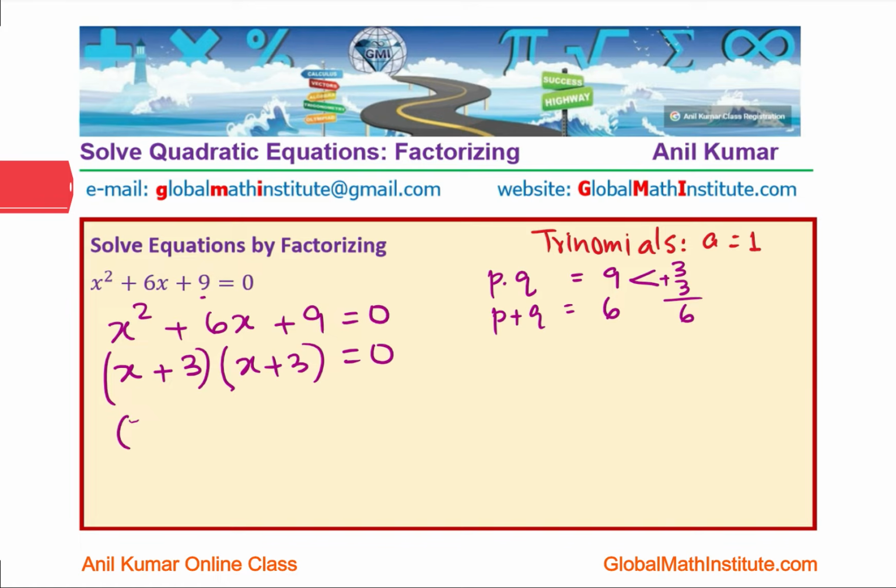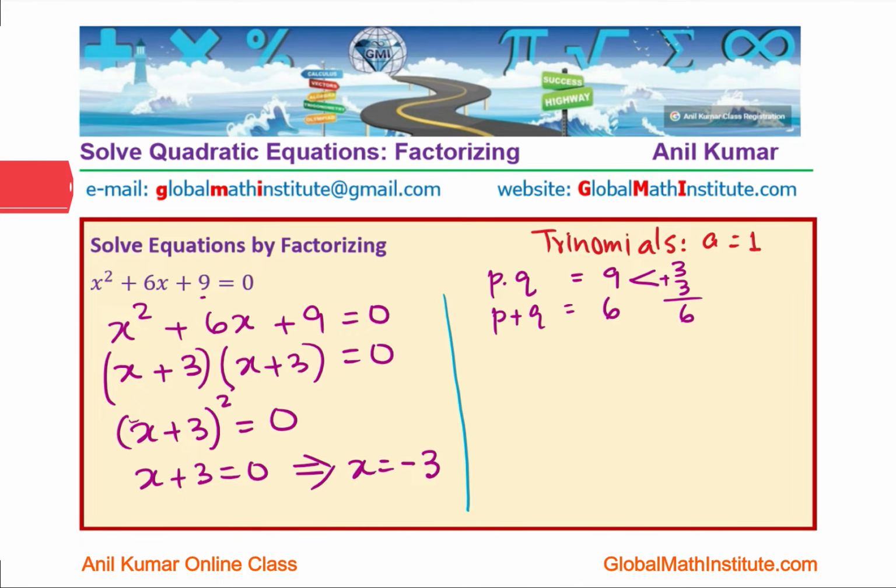So we could also write this as x plus 3 whole square equals 0. Equating it to 0, we get what? We get x plus 3 equals 0, and that gives you that x is equal to minus 3. So here you can see we have only one solution. And the solution is x equals minus 3.